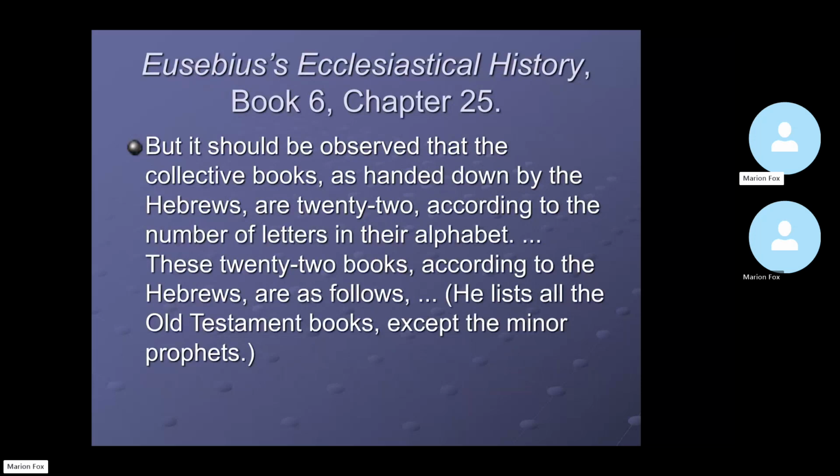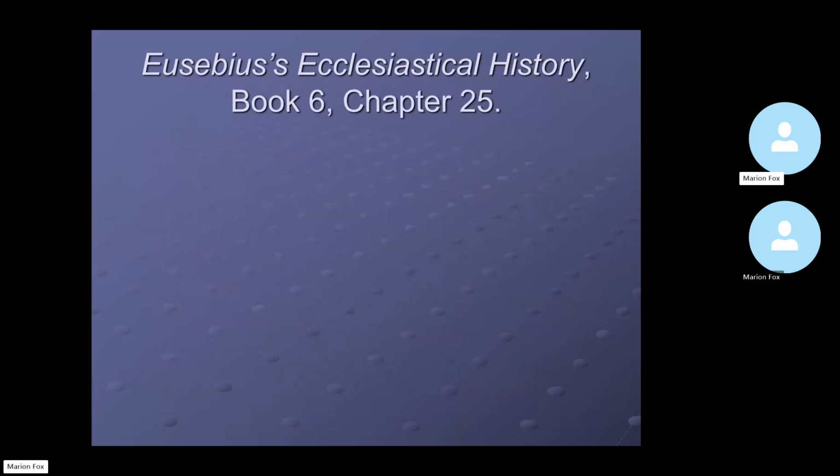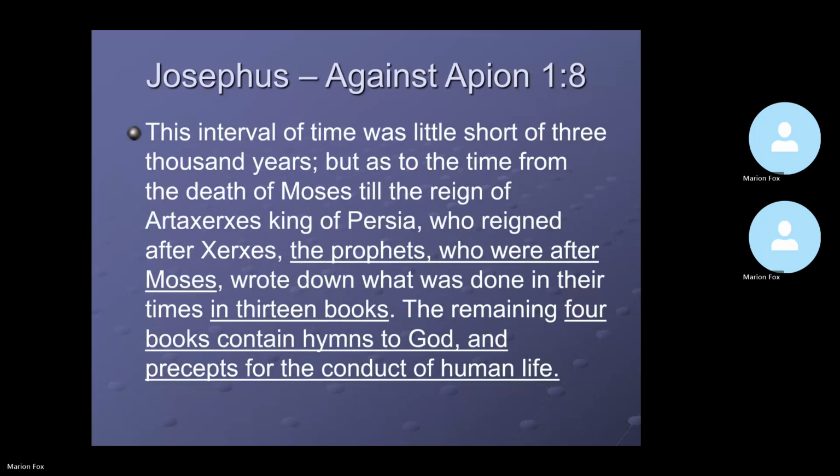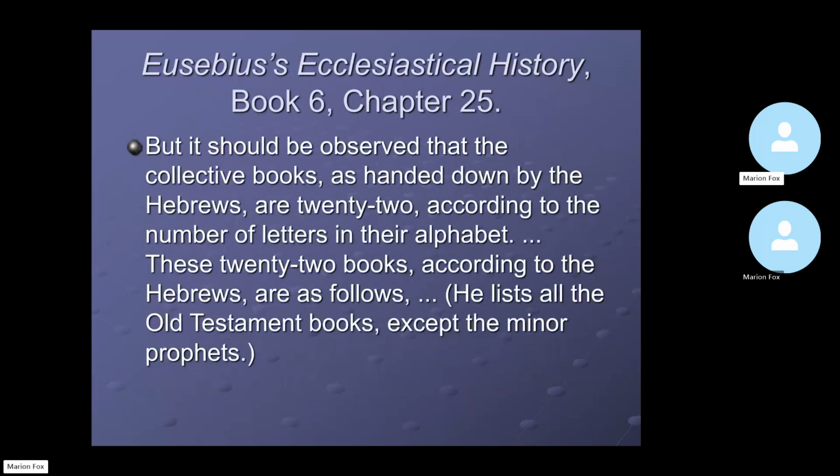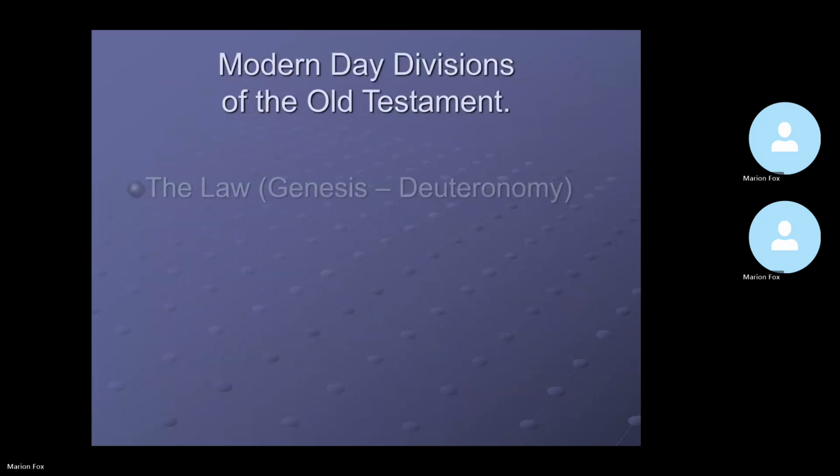But it should be observed, Eusebius writes, now this is Josephus. We get to Eusebius, and Eusebius says, but it should be observed that the collected books as handed down by the Hebrews are 22, according to the number of letters in their alphabet. These 22 books, according to the Hebrews, are as follows. He lists all of the Old Testament books except the minor prophets. And so we don't know why he doesn't list the minor prophets.